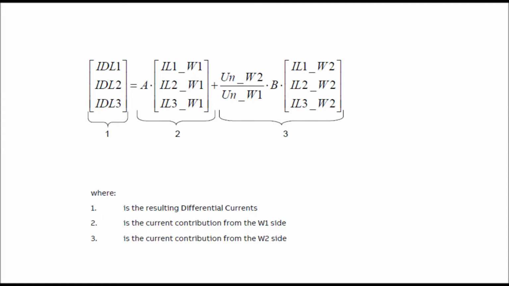The value of the A matrix depends on the zero sequence filtering, and the B matrix depends on the phase shift between the HV side and LV side winding. So there is another factor, that is UN W2 over UN W1. This is done to convert the LV side current to the common reference winding, that is the HV side winding reference. UN W2 is the LV side rated face to face voltage, and UN W1 is the HV side rated face to face voltage. This is how the differential current is calculated in RET 650.